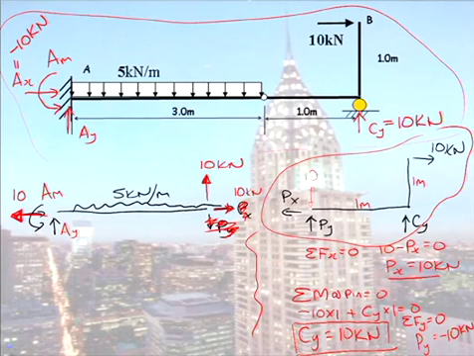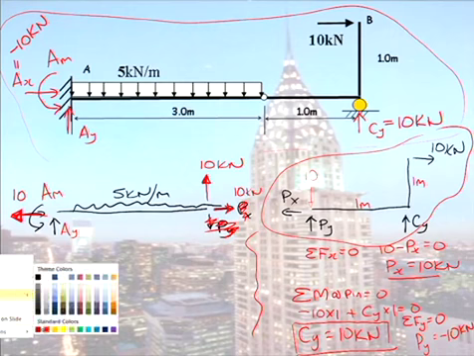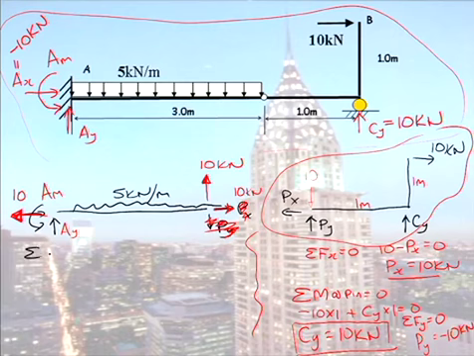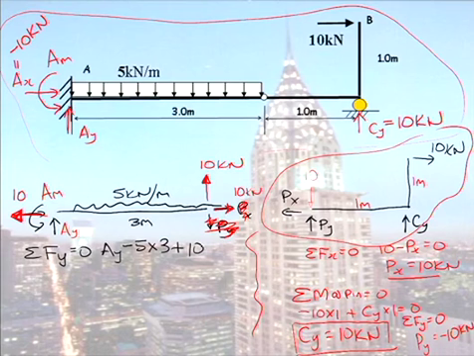So now, when I look at all the forces in the X direction, in the Y direction, I have my AY minus my UDL load and plus my pin load of 10 equals 0. So from that, I get AY is equal to 5 kilonewtons.